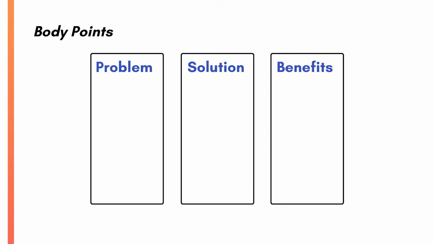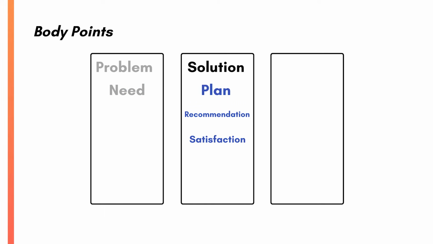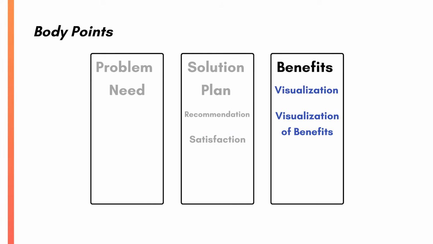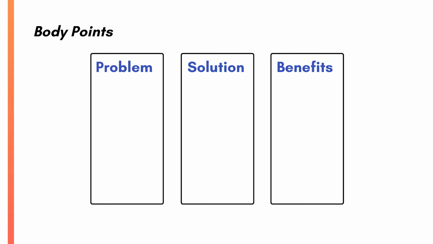Some people use different labels for these 3 main points. Instead of calling the first point the problem, some people might describe it as the need. Instead of calling the second point the solution, you'll sometimes see this labeled as the plan, the recommendation, or the satisfaction step, like they do with Monroe's motivated sequence. People usually label the 3rd point benefits, but it's sometimes labeled as the visualization step or sometimes visualization of benefits. But the heart of these are the same, even though the labels may change. The foundation is the problem, solution, benefits.